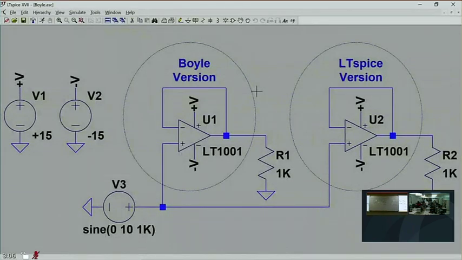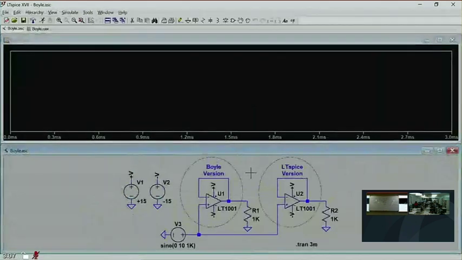The company I used to work for used to distribute the Boyle model. Let's talk about the LT1001. I came into Analog Devices with Linear Technology, and that was Linear Technology's very first op-amp. You can still buy this thing. It was designed like 30 years ago, and you can still buy them. Now I have both. I'm going to run the Boyle model compared to the LTspice version. All right, let's look at pin currents.